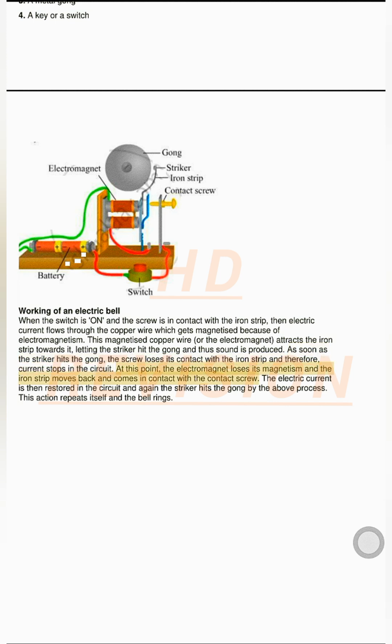At this point, the electromagnet loses its magnetism and the iron strip moves back and comes in contact with the contact screw. The electric current is then restored in the circuit and again the striker hits the gong by the above process. This action repeats itself and the bell rings.